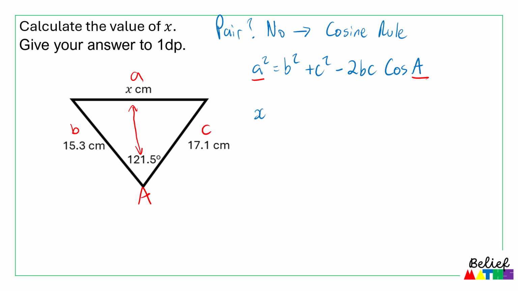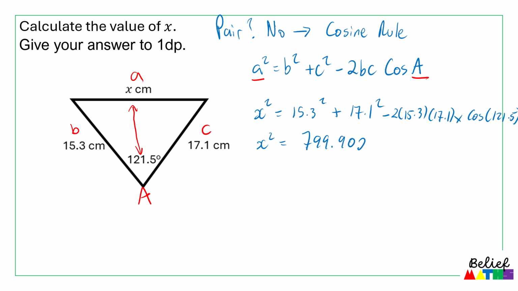So that gives us x squared equals 15.3 squared plus 17.1 squared minus 2 times 15.3 times 17.1 times the cos of 121.5. Putting all of that into your calculator in one go, we get x squared is equal to 799.902599. Then all we need to do is find the square root of that answer. So the square root of 799.9 and so on gives us our answer.